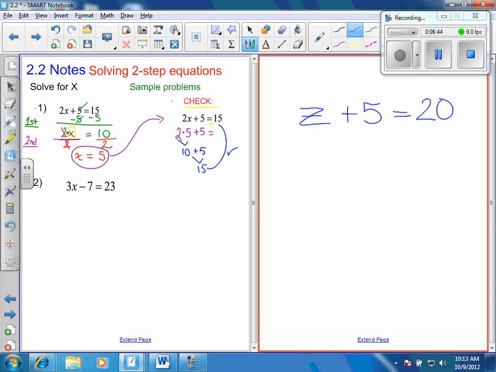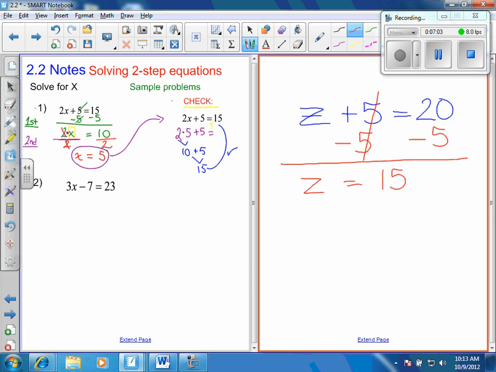15, right? And that's the same as 20 take away 5, isn't it? So the one step that you show is subtract 5 from both sides. Oh, so it's not -5. No, it's just to subtract. And so this cancels and you get z equals 15.